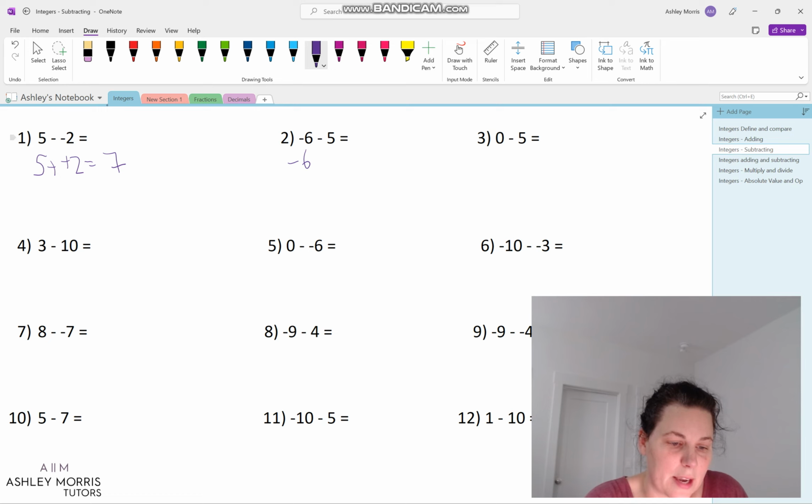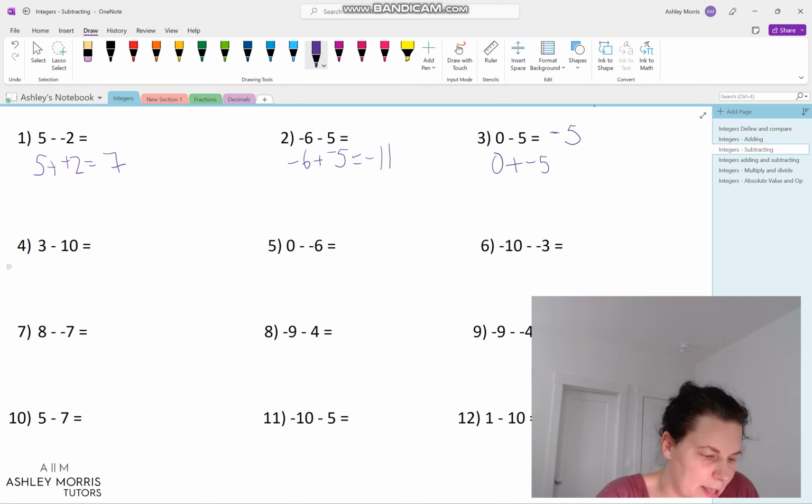Negative 6 stays the same. That minus becomes a plus. So that's add the opposite. That means we have to change the sign on the 5. So now I have two negatives. We add them and keep the sign the same. 0 minus 5. Add the opposite. 0 plus negative 5.